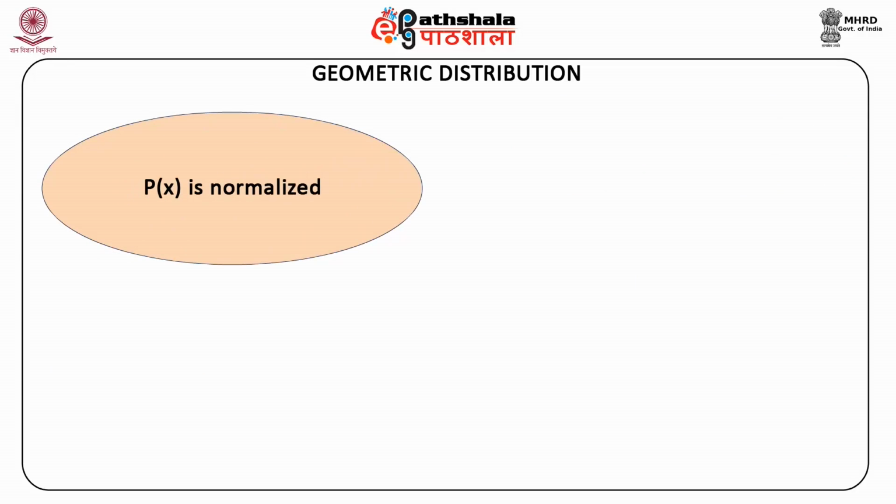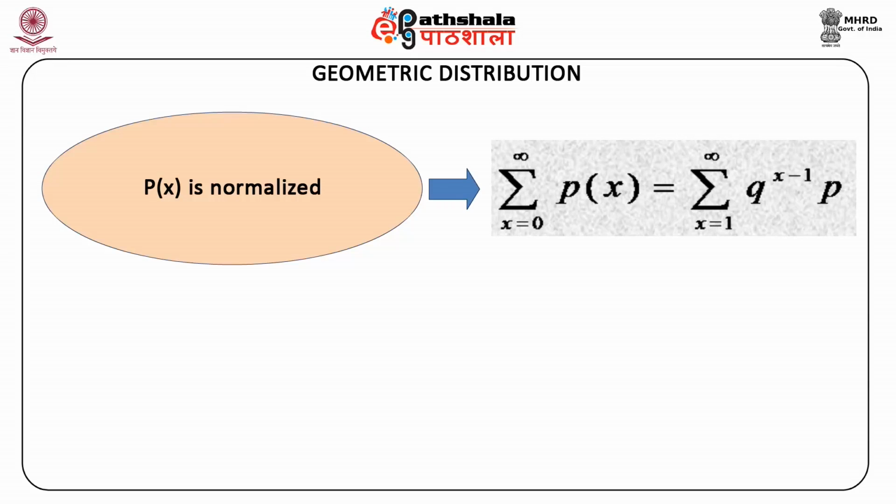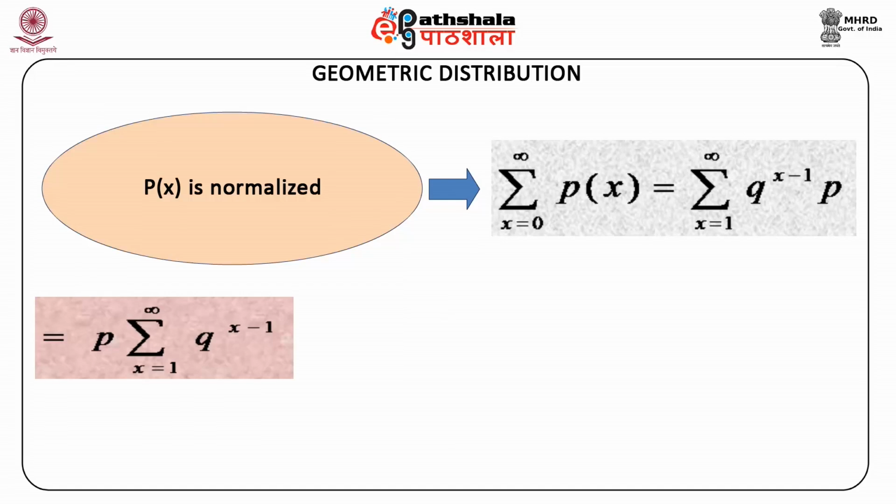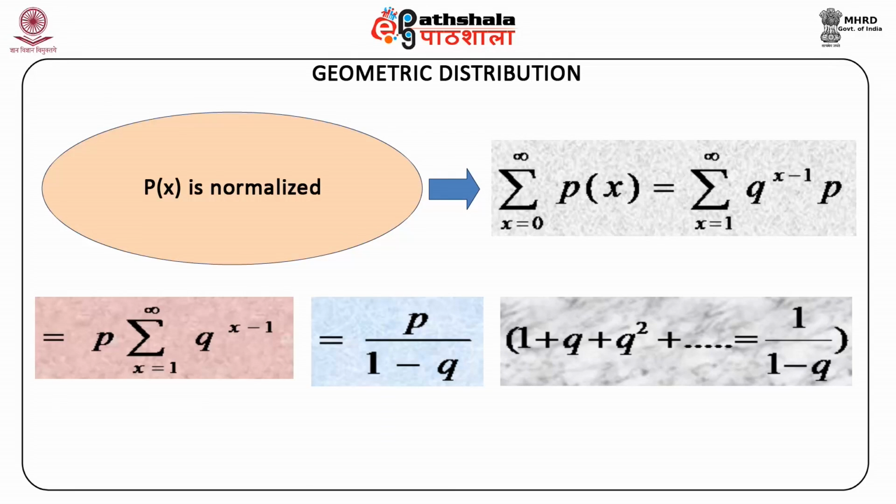Also, px is normalized since the sum over x varying from 0 to infinity of px is equal to the sum over x varying from 1 to infinity of q to the power x minus 1 into p, which is equal to p multiplied by the sum over x varying from 1 to infinity of q to the power x minus 1. This is equal to p upon 1 minus q, since 1 plus q plus q square and so on is equal to 1 upon 1 minus q, which is equal to p upon p, since 1 minus q is equal to p, and finally this is equal to 1.